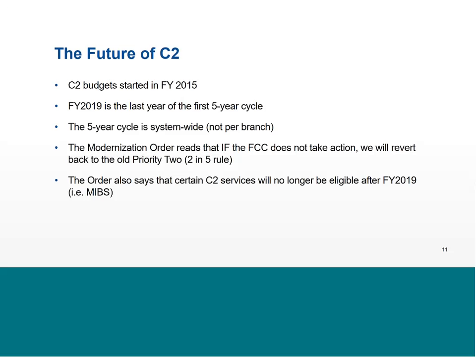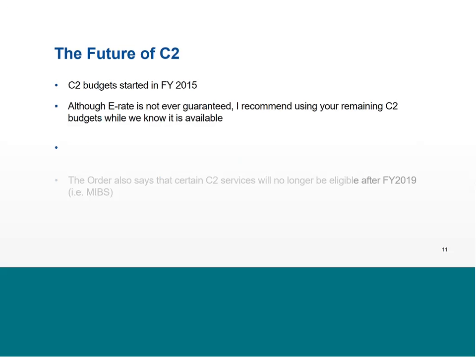So the order also reads that certain C2 services will no longer be eligible after 2019. One of those is MIBS, Managed Internal Broadband Service. I know some of the libraries get this service, so that's something to consider: as the modernization order reads, that service will no longer be eligible after this first 5-year cycle. That could change too. We just really don't know what the FCC is going to decide to do.